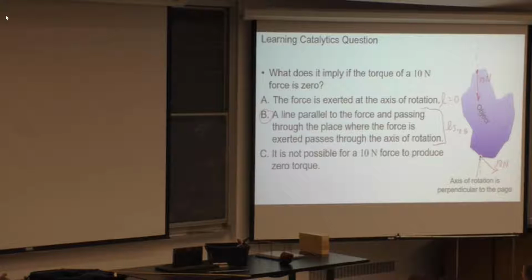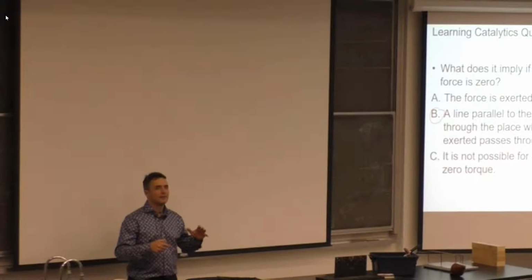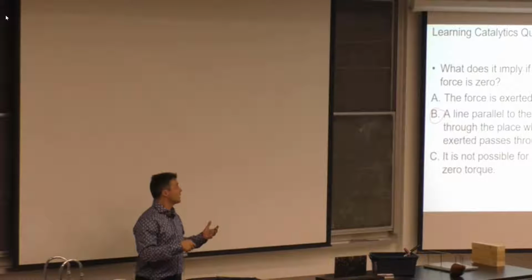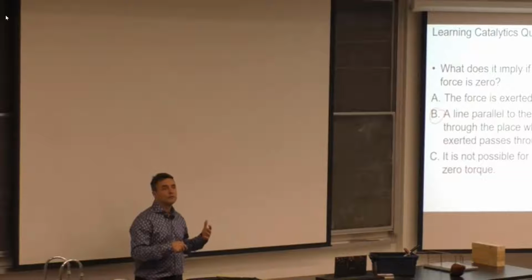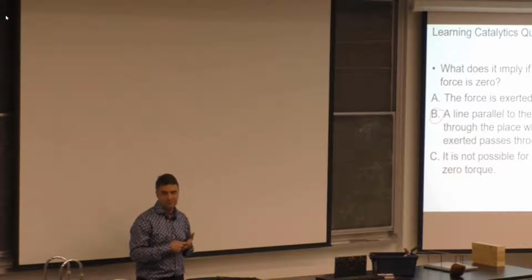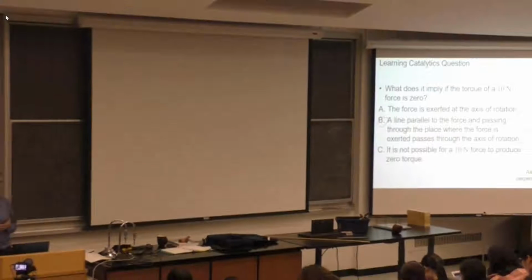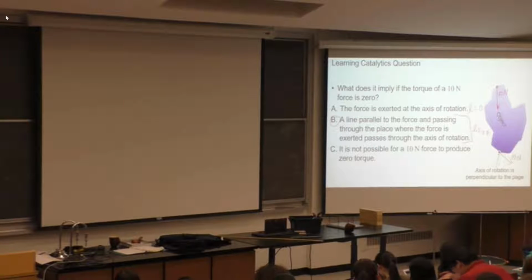You guys get it? It's like a logic thing. I've said that the torque is 0. What does that imply? It could imply that the force is exerted at the axis of rotation, but not necessarily. But it definitely does imply that the line parallel to the force passes through the axis of rotation. Okay. I don't know if we can analogize that. I can't think of an analogy.